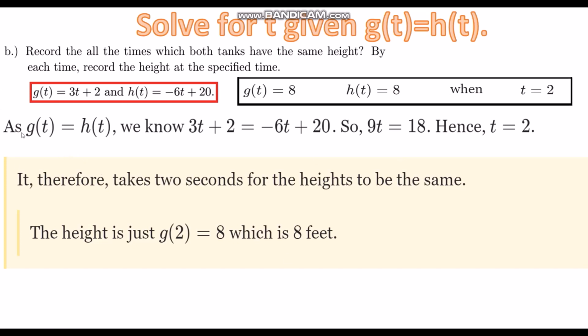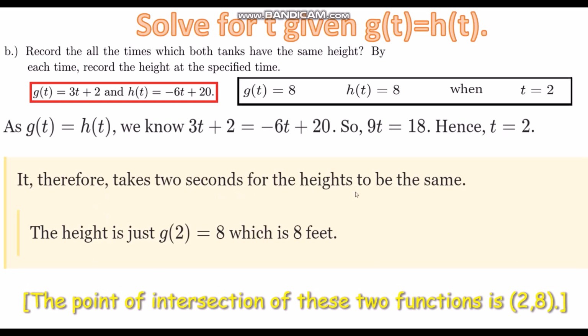All right, so we set G of t equal to H of t, and by substitution, we get 3t plus 2, because that's G of t, is equal to minus 6t plus 20, because that's H of t. And then we subtract 2 on both sides, we get 18, and then we're bringing the 6t over here. We add 6t to both sides, so 9t is equal to 18. Divide both sides by 9, you get t is equal to 2. It therefore takes 2 seconds for the heights to be the same. So our time right here is 2 seconds for the height to be the same.